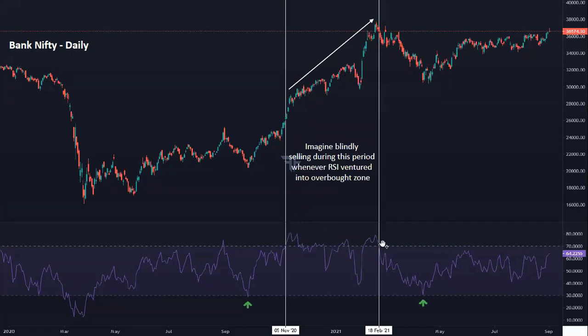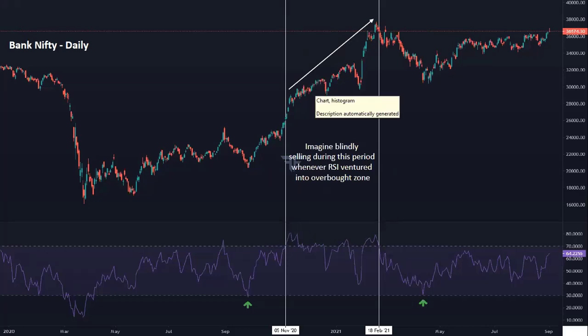So imagine trying to sell Bank Nifty blindly whenever the RSI had ventured into the overbought territory. Towards the left vertical line, at that point in time, Bank Nifty was trading at 26,000. And towards the right vertical line, Bank Nifty was trading at almost 36,000. So it was a 10,000 point rally during which the RSI frequently ventured into the overbought zone. So trying to sell Bank Nifty just because the RSI is venturing into the overbought zone would have turned into a disastrous trade.